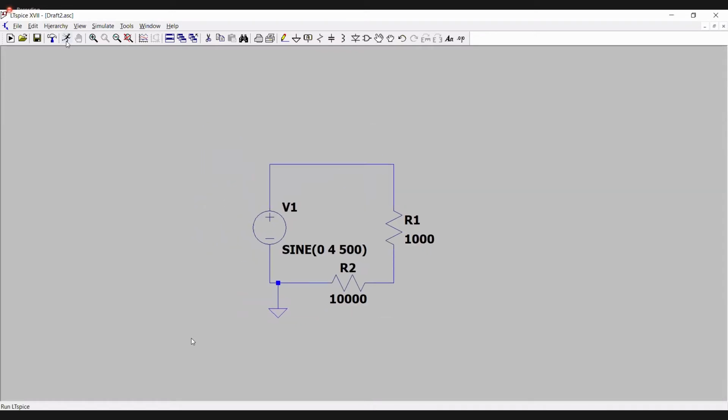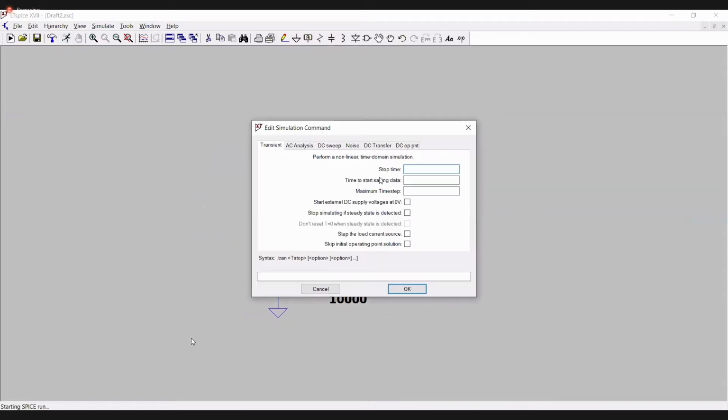Okay, so when you press run, of course it will be asking for the parameters, no? So what I would like you to do is to set the time to start saving to 2 milliseconds. Okay, so that is exactly 1 period after your sine wave starts, right? Or after your signal starts its propagation.